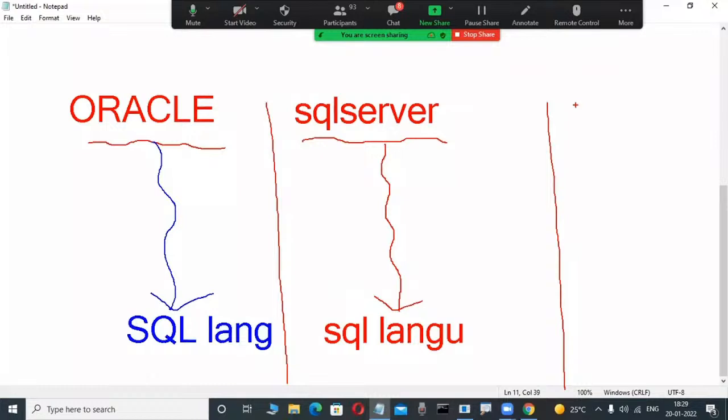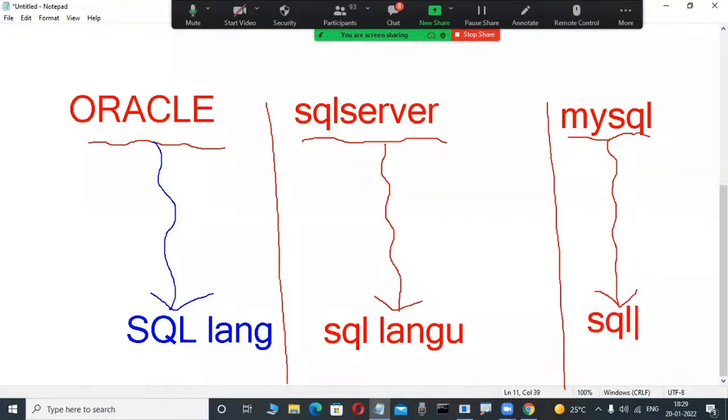Again, MySQL is used by many people in my company. MySQL is a relational database product, for example. If they want to operate this MySQL database product, which is open source, some employees working on MySQL are using SQL as the language, for example. Now SQL is a universal language.